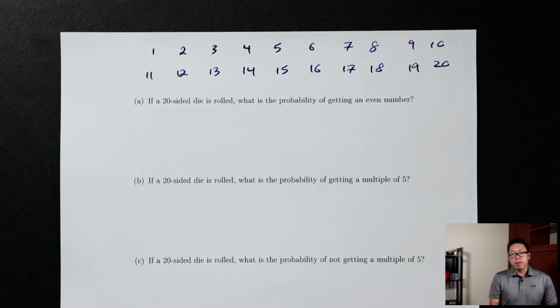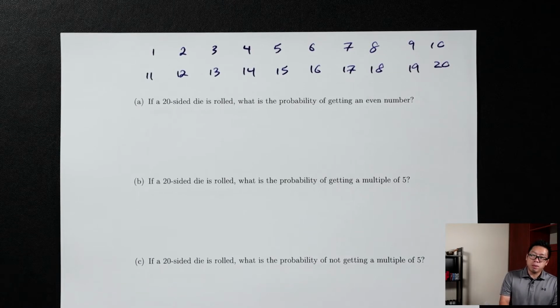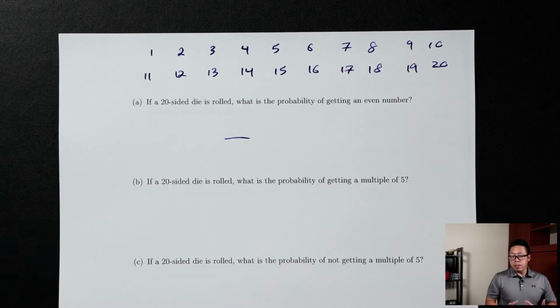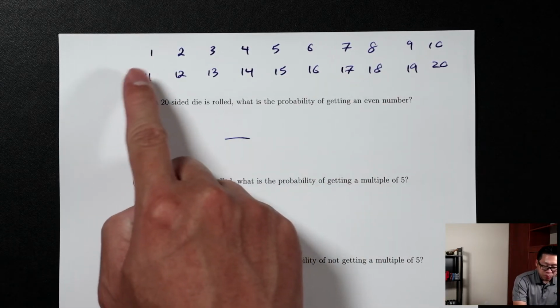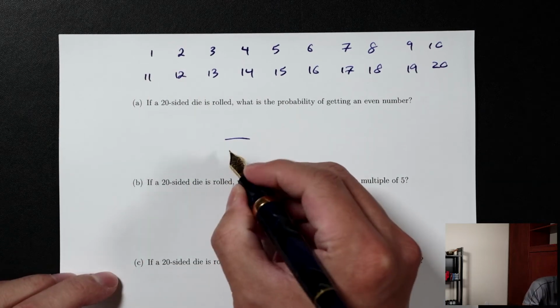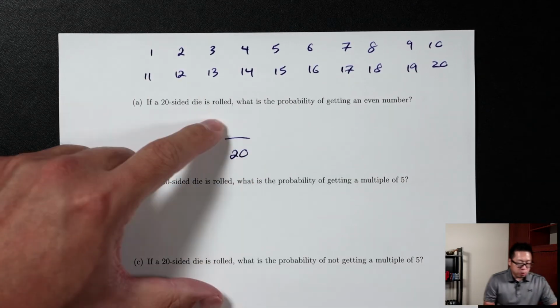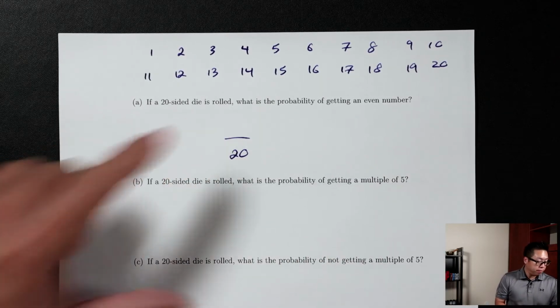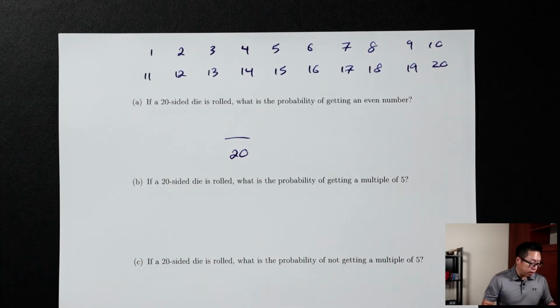Part A. If a 20-sided die is rolled, what's the probability of getting an even number? So the bottom is going to be the total number of things that we can get, which is 1 through 20. If you count that, there are 20 different numbers. For the top, we're interested in the probability of getting an even number. So how many numbers are even? Let me go through and circle all the numbers that are even.